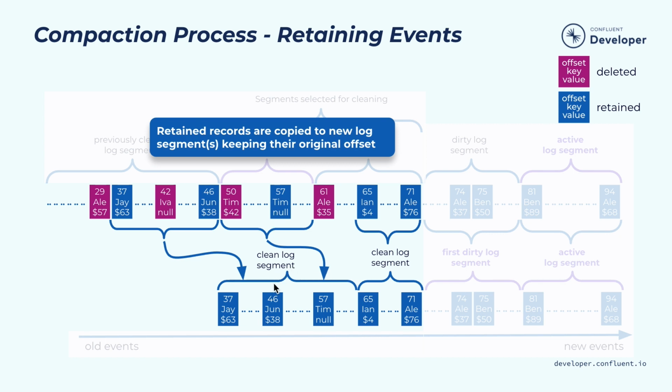This means between two consecutive records, there could be some holes in offset because some of the records in the middle could have been deleted. This is fine because the consumer application knows how to skip those holes in the offset gap.